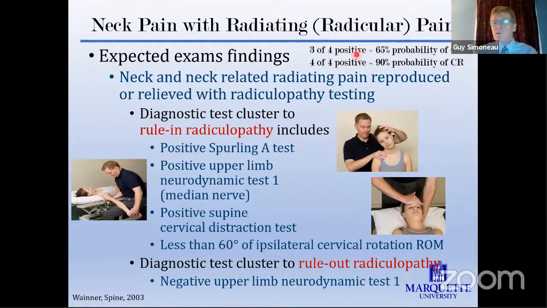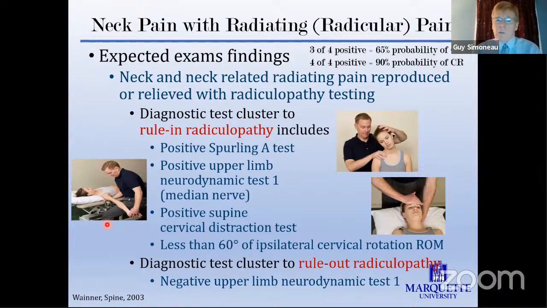If you have three or four of those, you have 65% probability of cervical radiculopathy. If you have all four, that probability goes up to 90%. What is also very useful is that if you have a negative upper limb neurodynamic test, it pretty much rules out radiculopathy.